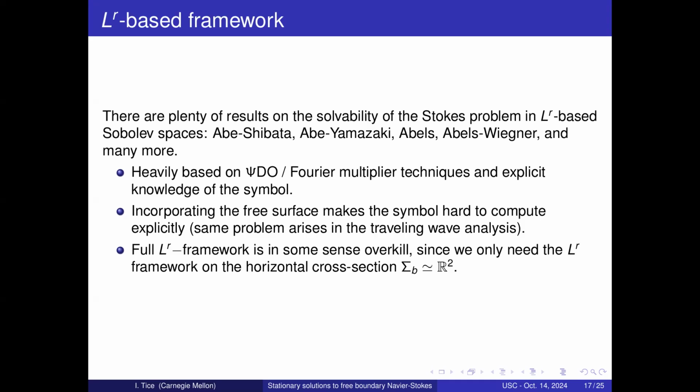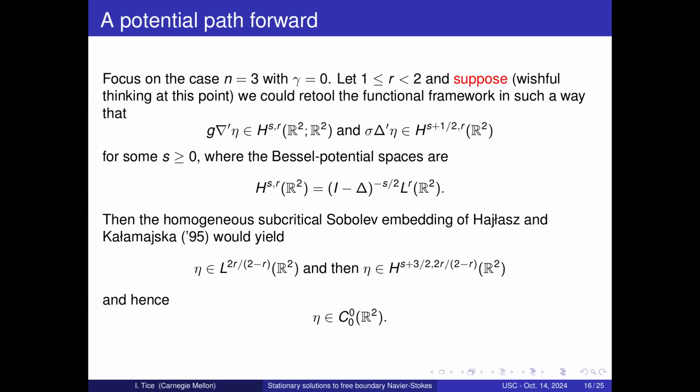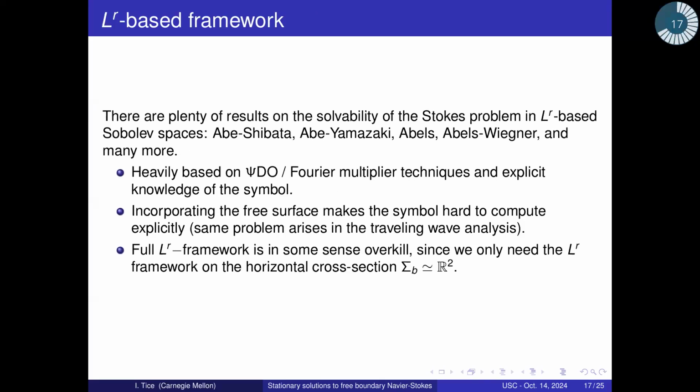In fact, this is the thing I alluded to earlier, that it took Giovanni and me about 6 weeks to actually do this by hand at some point. And this was just for one part of the symbol. So the observation now is that maybe we don't need to actually compute the full symbol, but we could instead try to take inspiration from this set of ideas. In particular, we can observe that the full LR-based framework is in some sense overkill, because we only really need LR in the horizontal directions, because this problem is entirely due to the free surface, which is just on the cross section.